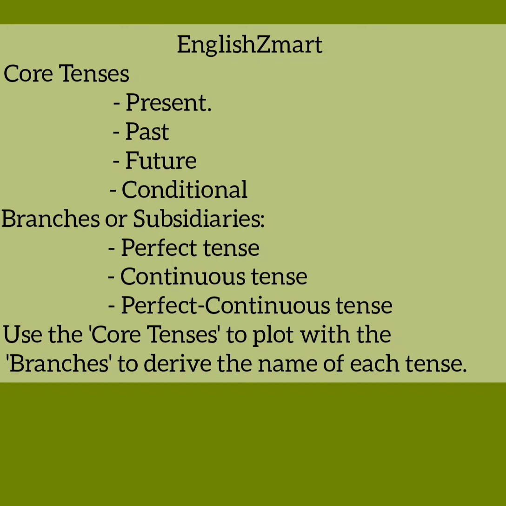The future plots with the perfect to form the future perfect tense. Then the future plots with the continuous to form the future continuous tense. Next, the future plots with the perfect continuous to form the future perfect continuous. Can you fill in the blanks for conditional? That's your homework.